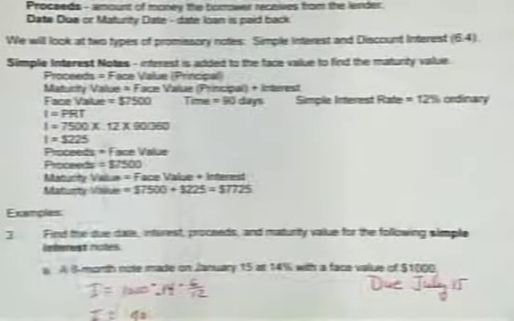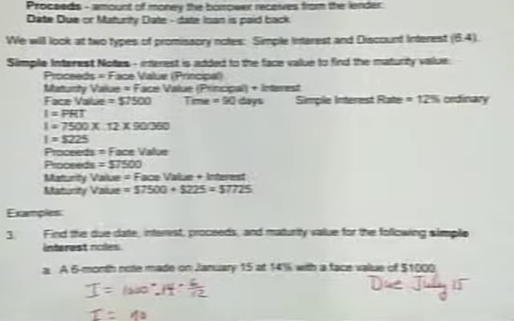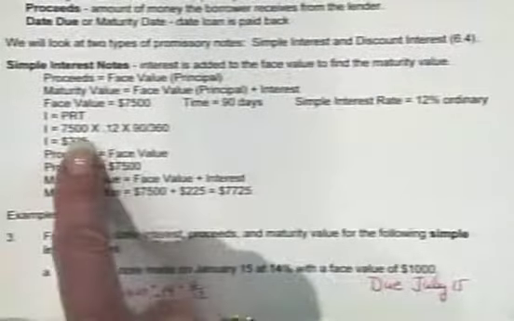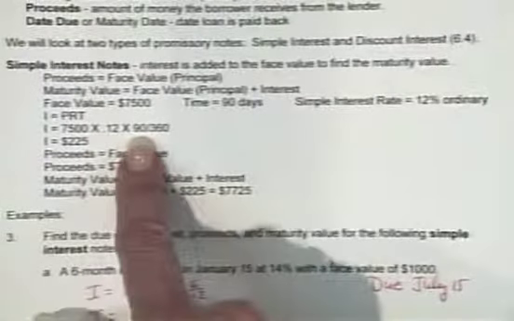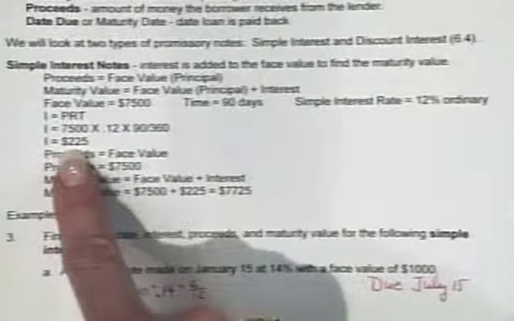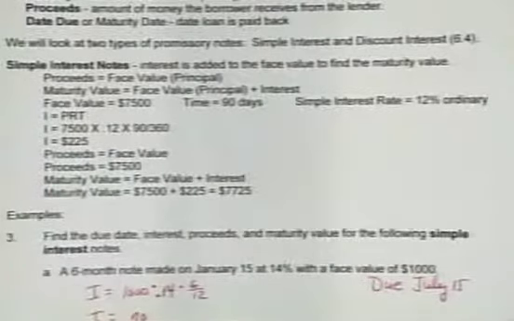We use the formula I = PRT. We've got $7,500 times 0.12 times 90 divided by 360. Interest would be $225. It's exactly the way you think it would be. Proceeds are the face value or the principal that you actually borrowed, $7,500. Maturity value would be then $7,725. Okay.